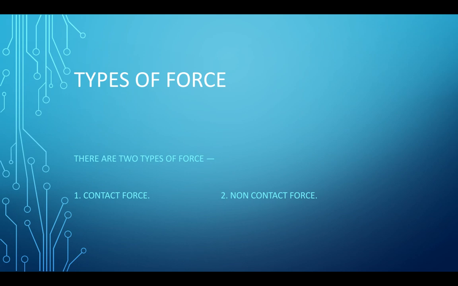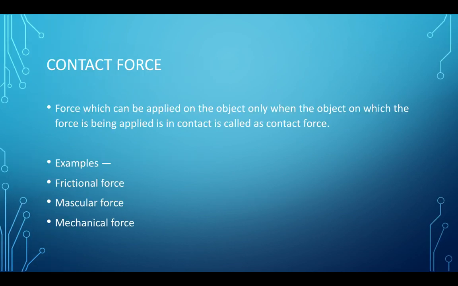And then the types of force. Now we are going to learn about two types of force, which are contact force and non-contact force. As the name suggests, the contact force is the force which can be applied on an object only when the object is in contact with us or with the body applying force. So the object must be in contact on which the force is being applied. That is known as contact force. Like we talk about muscular force, frictional force, and mechanical force, these are all examples of contact force.